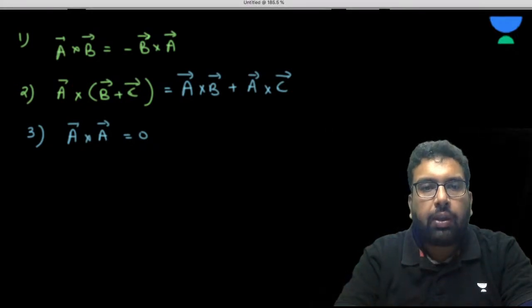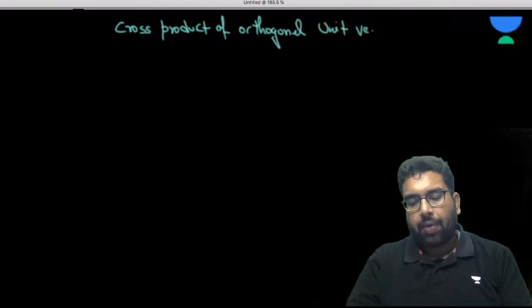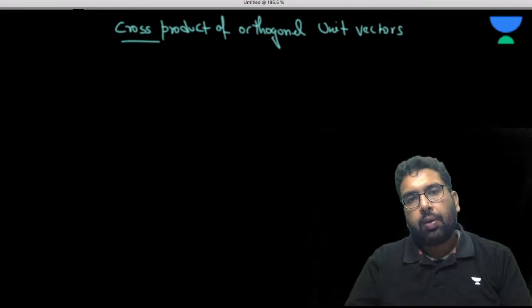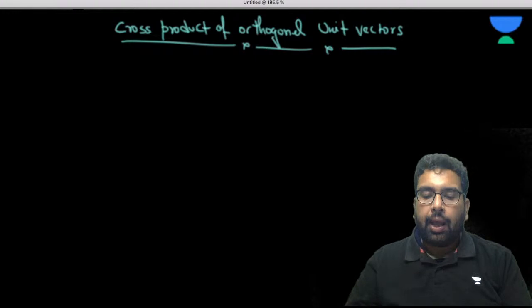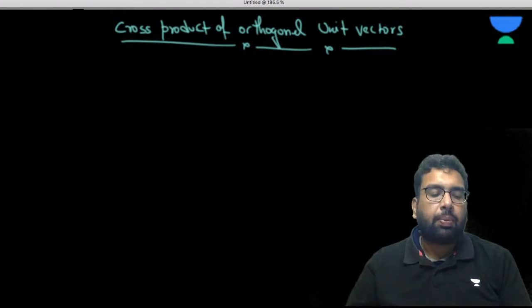Wonderful. Now let's talk about the cross product of orthogonal unit vectors. Cross product of orthogonal unit vectors. Very important, and this is going to be the basis of the discussion of the vector product.